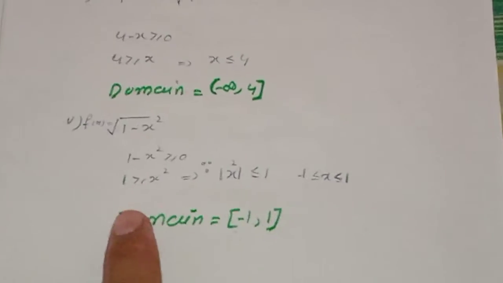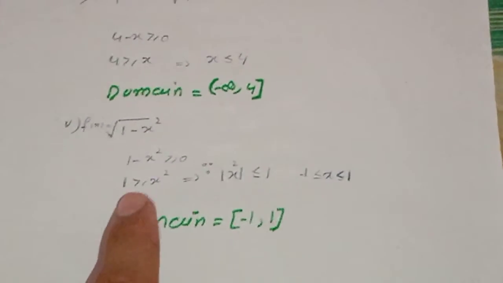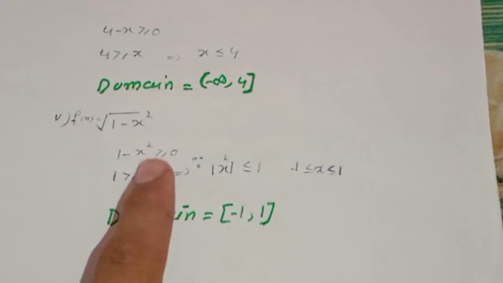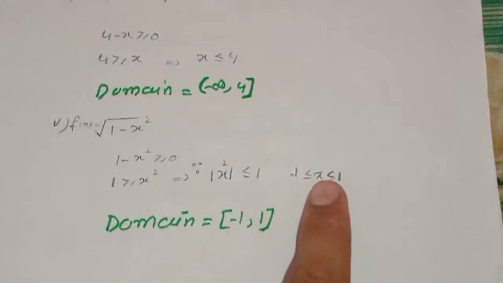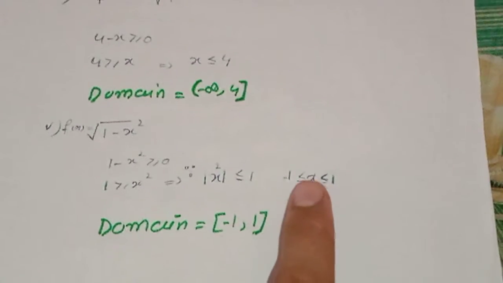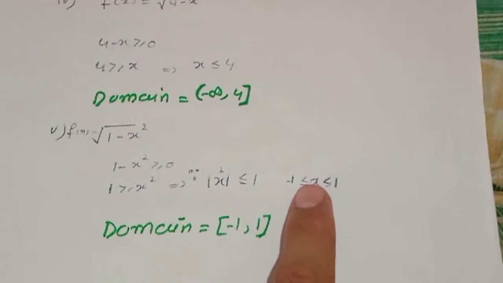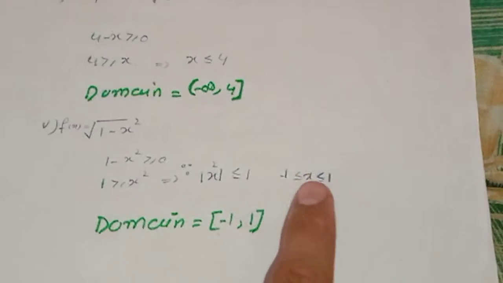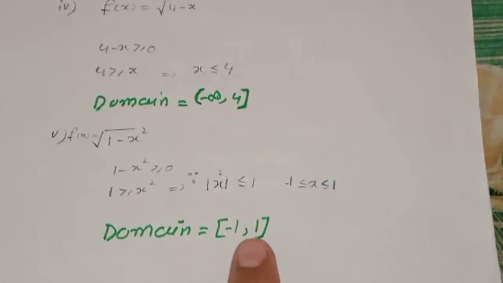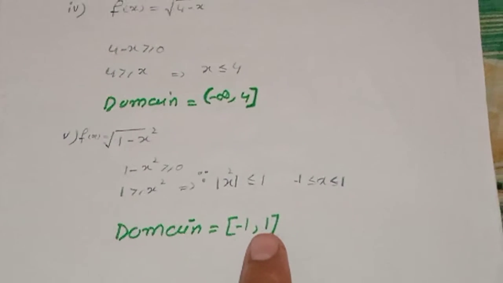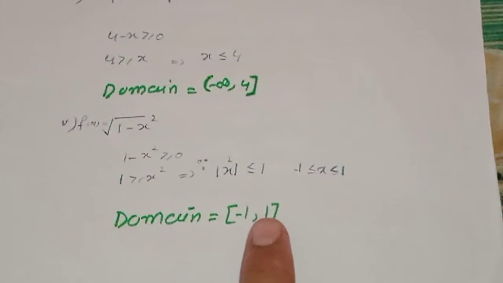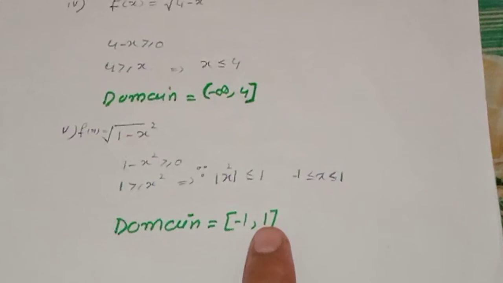Number five is the square root of 1 minus x square. So 1 minus x square is greater than or equal to 0. So 1 is greater than or equal to x square. This is a property: absolute x gives us two values. It is an inequality, x is greater than or equal to minus 1, less than or equal to 1. So the domain of this function will be minus 1 to 1. If you want to put values from the domain, it will be from minus 1 up to 1.